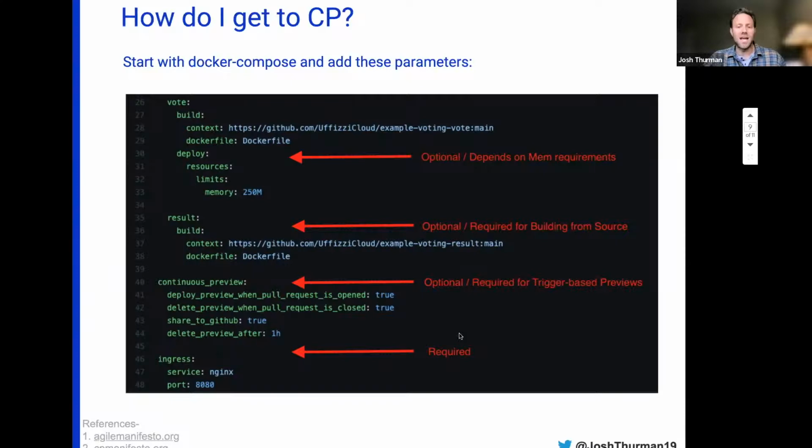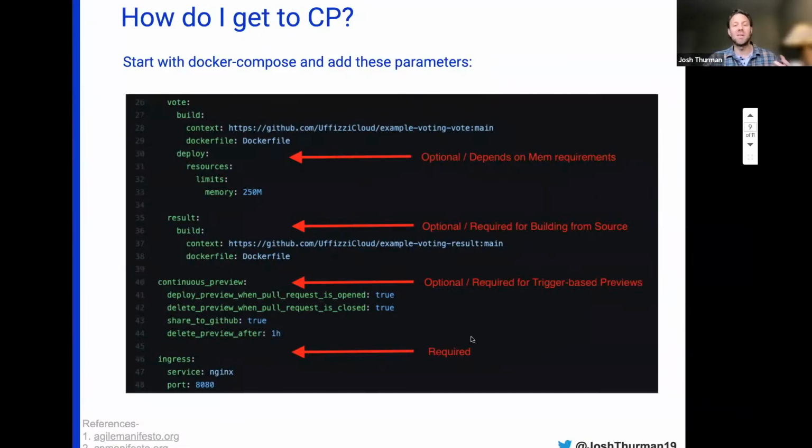Let's talk about what is absolutely required. The thing that is absolutely required here is that you have to designate an ingress. This is different than our local environment. I'm in the cloud for my preview, and I'm going to have an ingress service. So I need to designate which container is going to receive traffic flowing through that service and which port it is listening on. That is the only thing that's absolutely required.